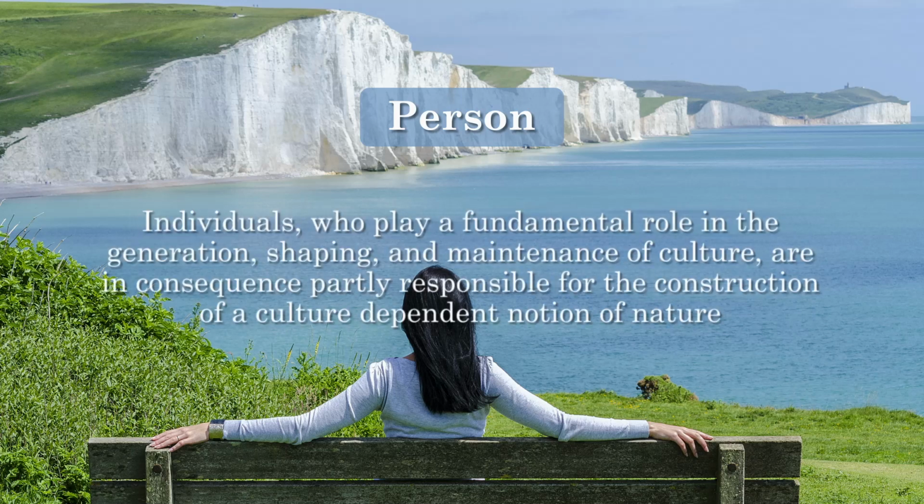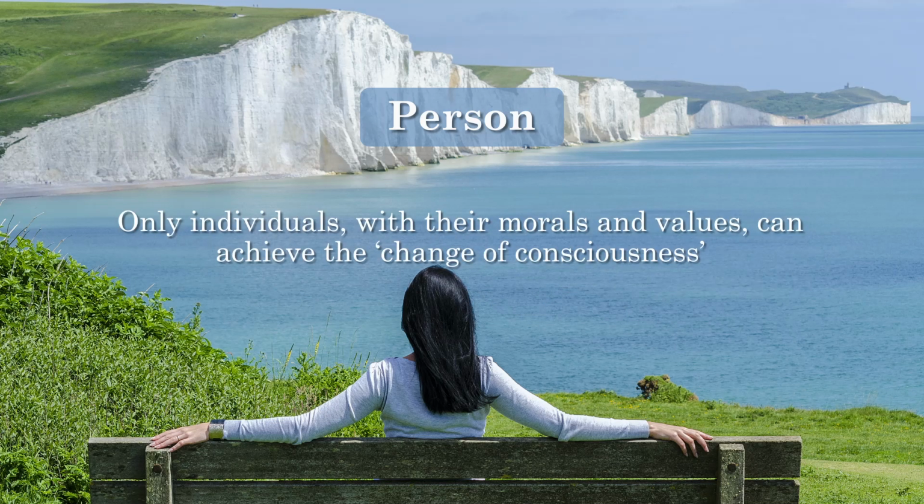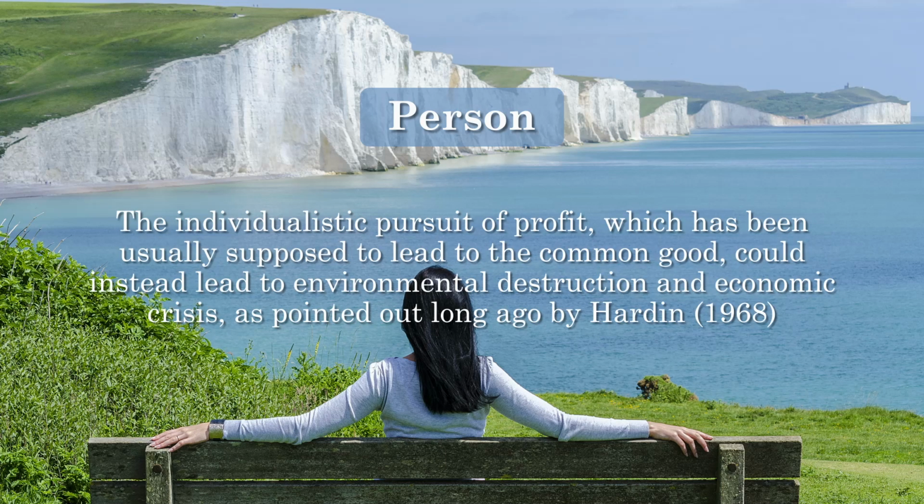So we'll see that individuals play a fundamental role in the generation, shaping, and maintenance of culture, and are in consequence partly responsible for the construction of a culture-dependent notion of nature. So we need to understand those individuals. Only individuals with their morals and values can achieve the change of conscious needs. The individualistic pursuit of profit, which was supposed to lead to the common good, could instead lead to environmental destruction and economic crisis.